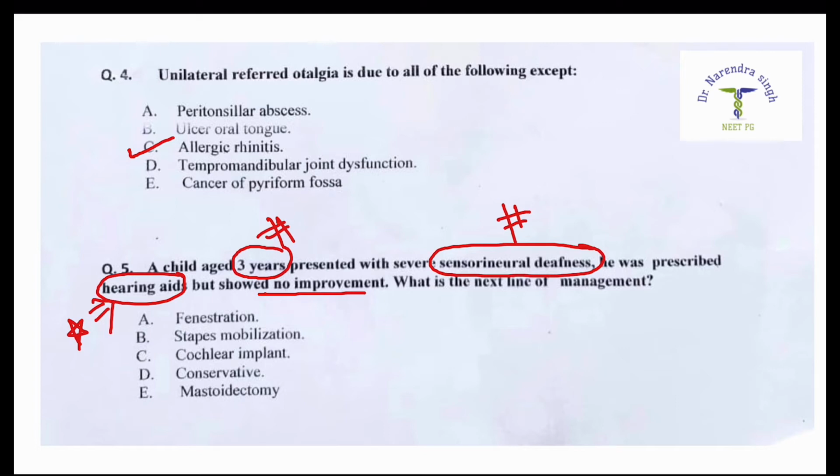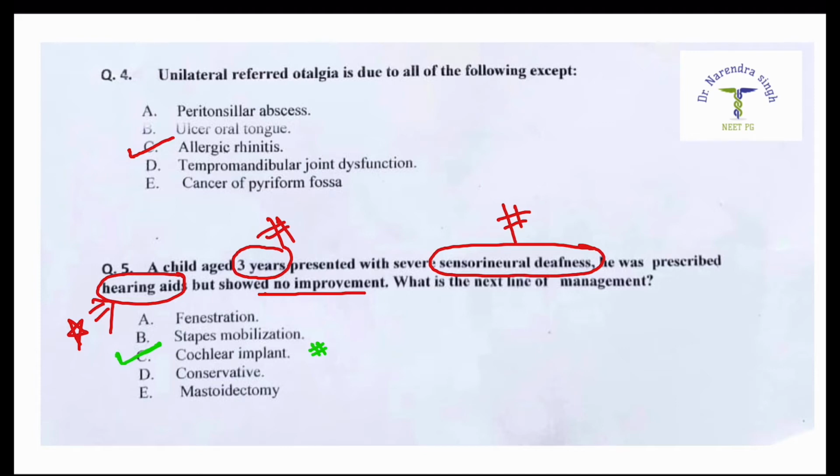In this case, the correct answer is cochlear implant. In cases where the child is born deaf, if there is no improvement even after hearing aid prescription, then the correct answer will be cochlear implant. We will have to go for cochlear implant as soon as the child reaches the correct age for cochlear implantation.